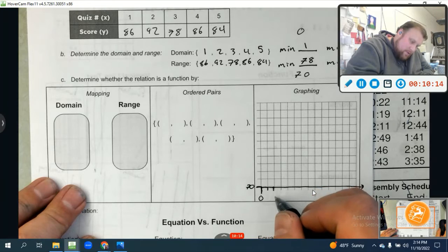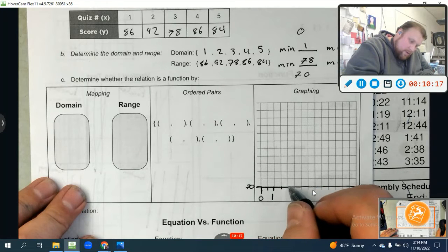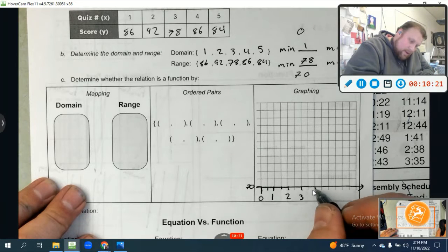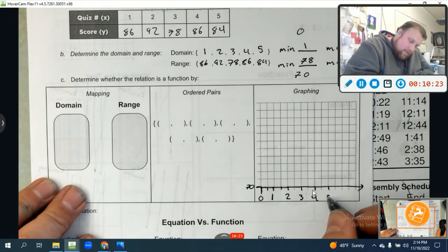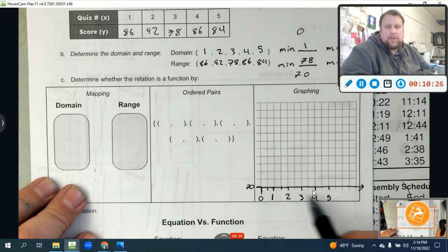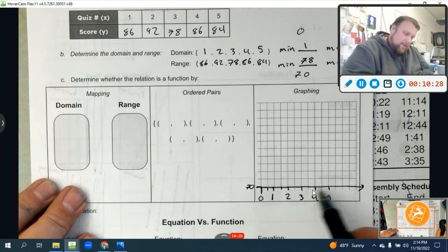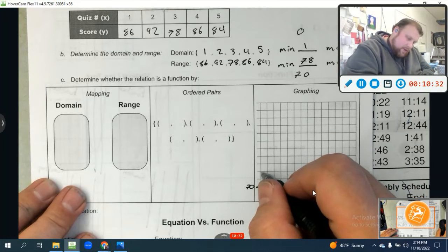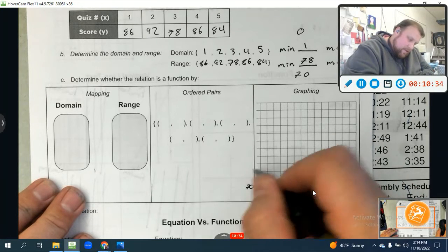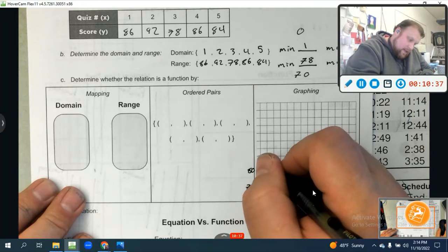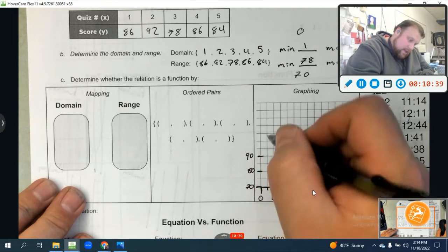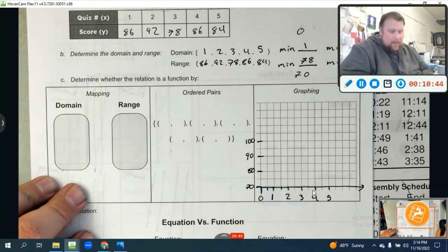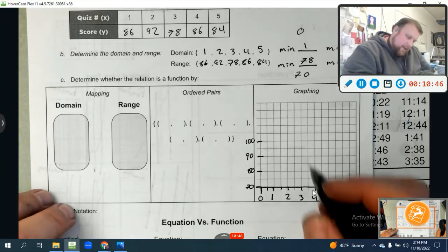So 1, 2 is going to be 1. 2 is going to be 2. 3, 4, 5. I only need to go up to 5. But see how I use a bunch of the axis because I'm doing it every 2. And then I'm going to say every 2 is another 10. So 70, 80, 90, and let's go up to 100. I probably could have done every 3 just about, but no need.